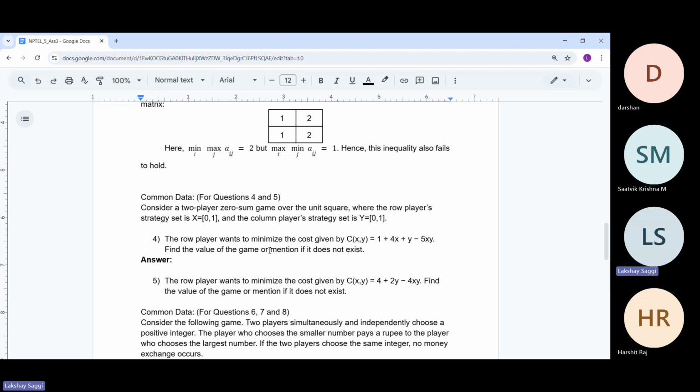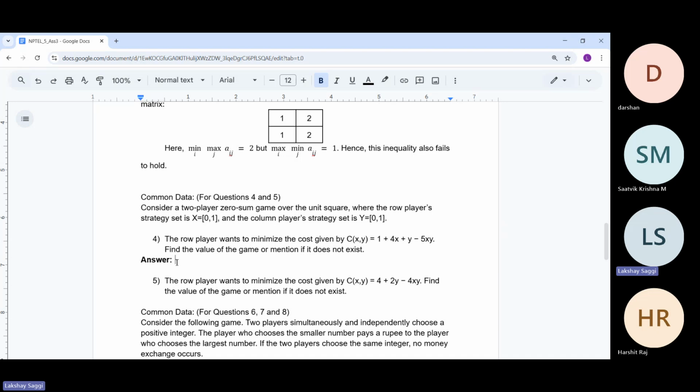And how do we find the value of the game? We say that essentially the value of the game exists only if there exists a saddle point, right? This was discussed in the lectures also. If there is a saddle point, then only the game has a fixed value, and the value of that game is equal to the value at that saddle point. So what we want here is to find out a saddle point, if it even exists.